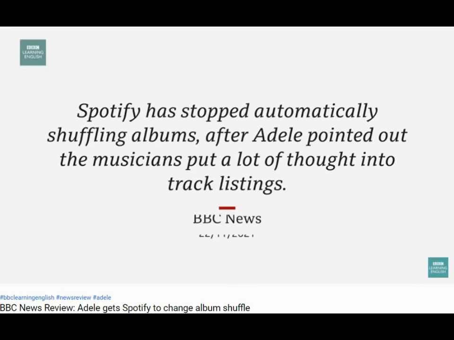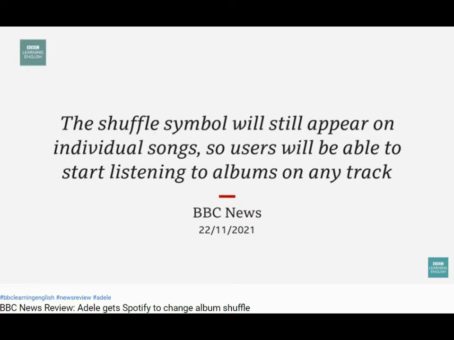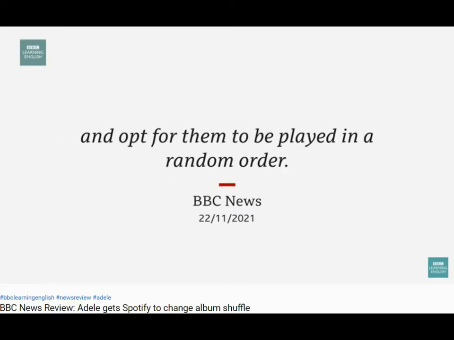Spotify has stopped automatically shuffling albums after Adele pointed out that musicians put a lot of thought into track listings. The shuffle symbol will still appear on individual songs, so users will be able to start listening to albums on any track and opt for them to be played in a random order.